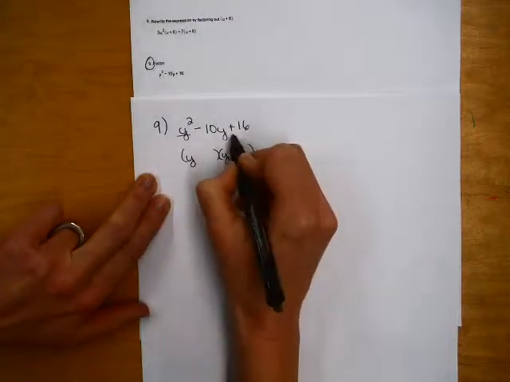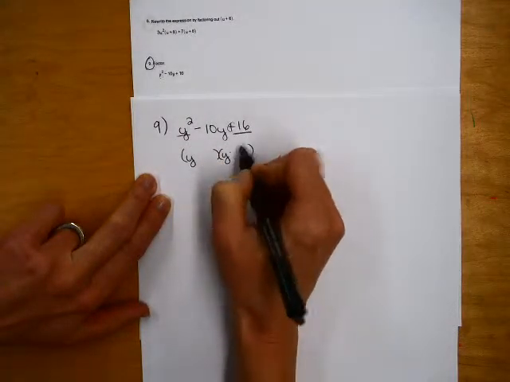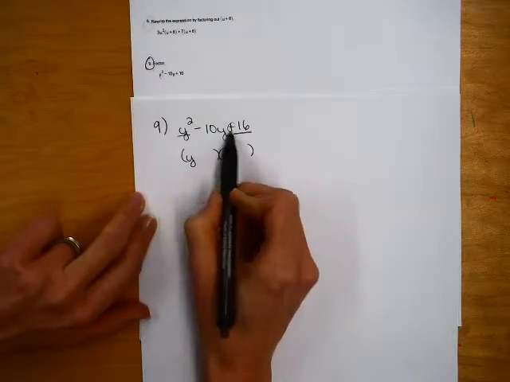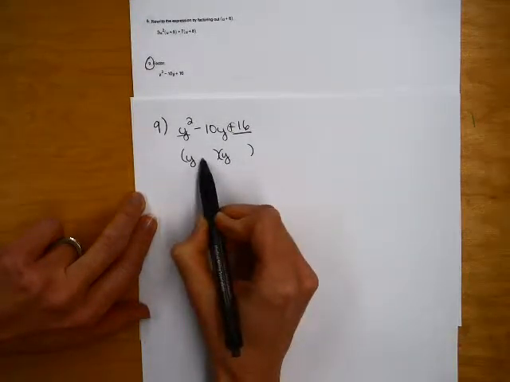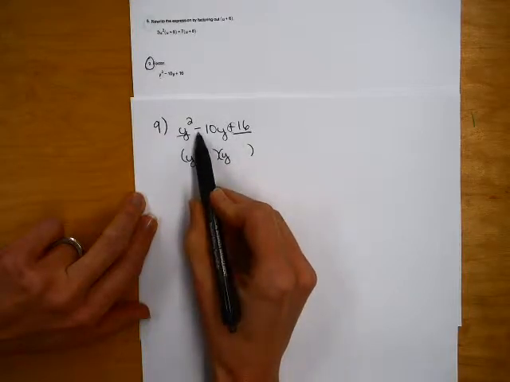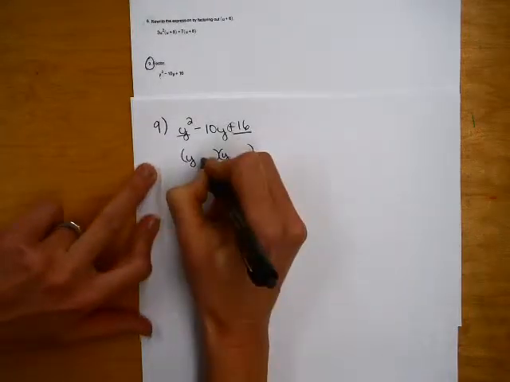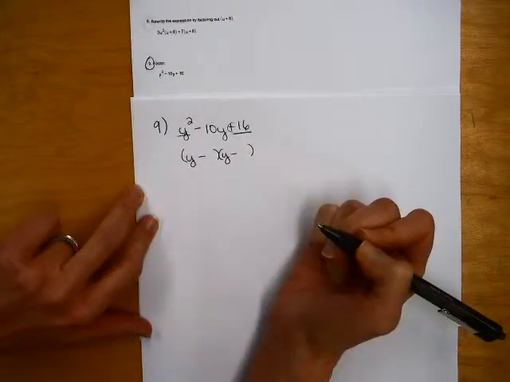Then we skip to our last term, and we look at the sign. If the last sign is positive, then that tells me my signs in here will be the same, and they will both be the same as whatever my middle term is. So that means they should both be minus.